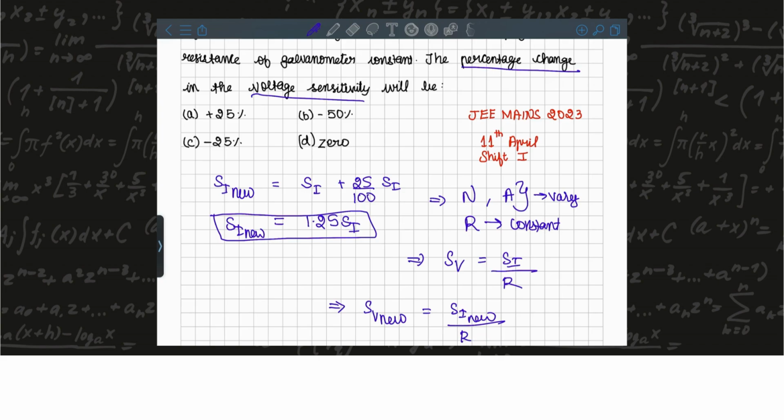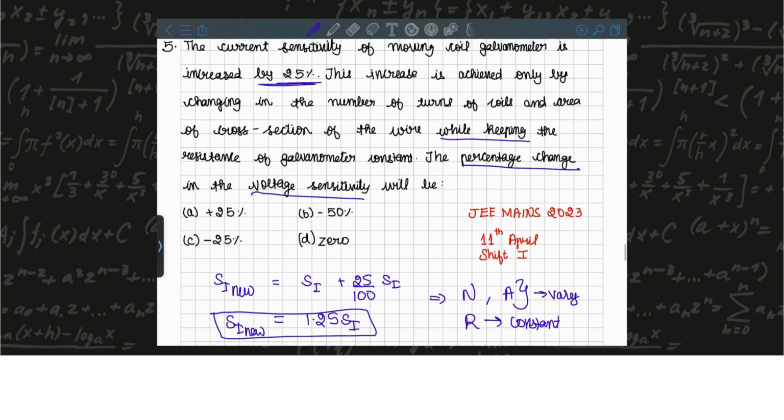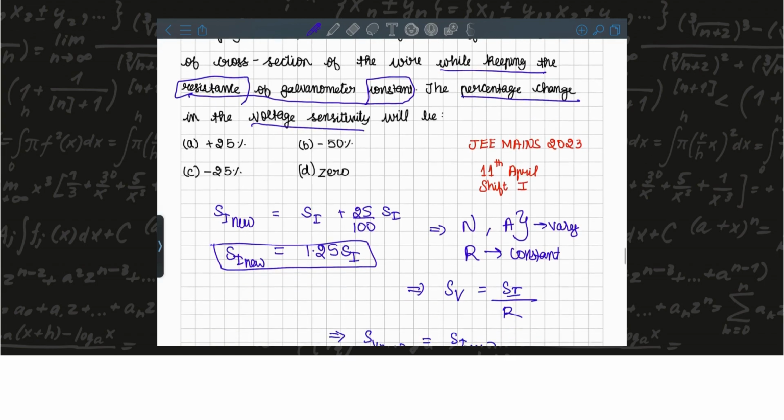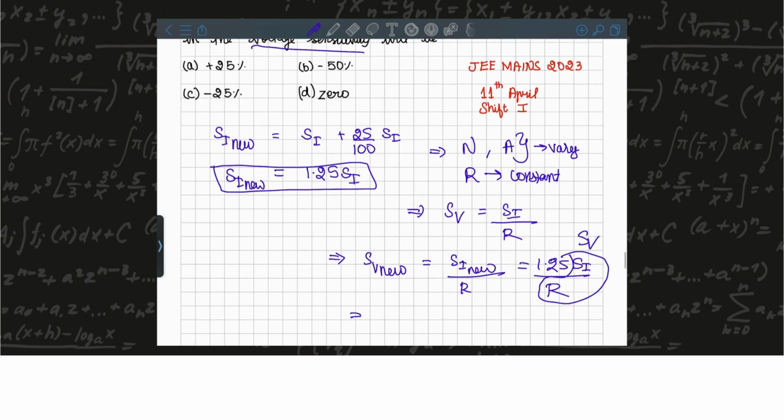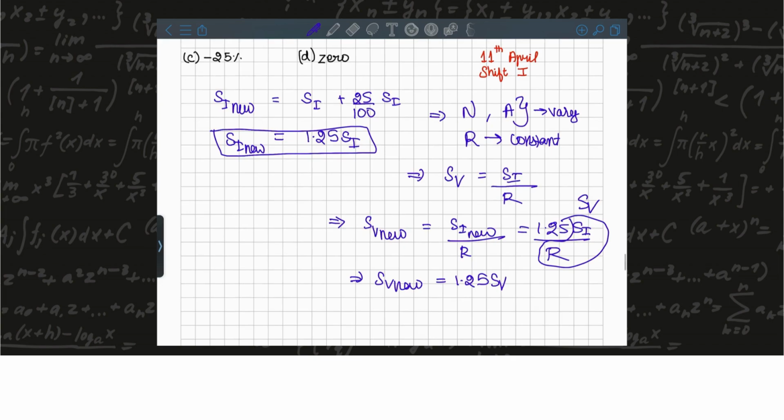I just tricked you. Why is it just R? Because they have given us in the question while keeping the resistance of the galvanometer constant. Resistance is constant, so R is going to be as it is. SI new, we know that it is 1.25 SI divided by R. R comes as it is. SI divided by R, we know that it is SV, therefore SV new is equal to 1.25 times SV. So the change in the voltage sensitivity is 25%.